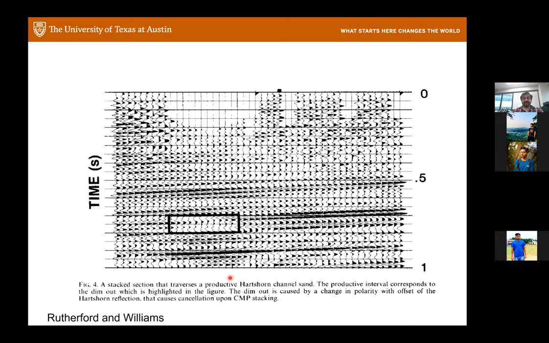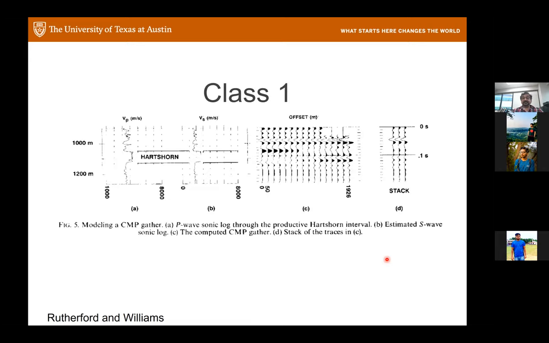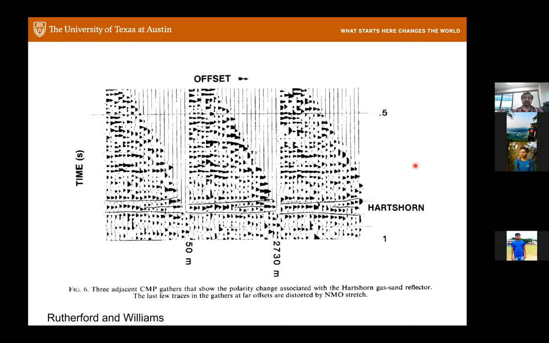So here is an example of a channel sand, and here you can actually see that there is a decrease in amplitude. That happens because if you look at the traces as a function of offset, there is a change in polarity, and when you stack those, that gives rise to a decrease in amplitude. So class one sand can give you a decrease in amplitude. These are some real gathers. You can see how there is a nice flip in polarity.